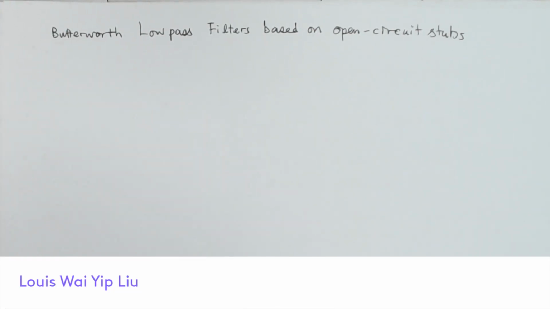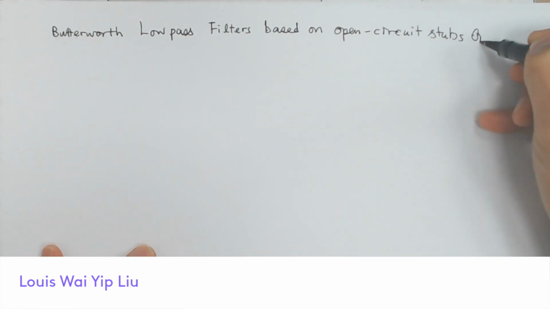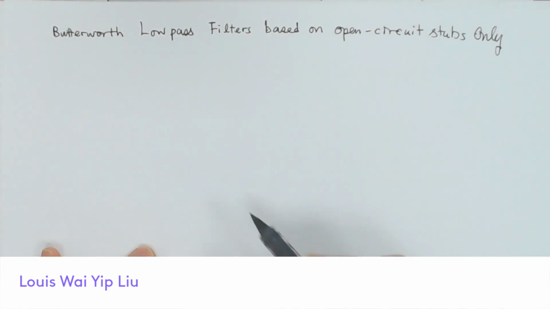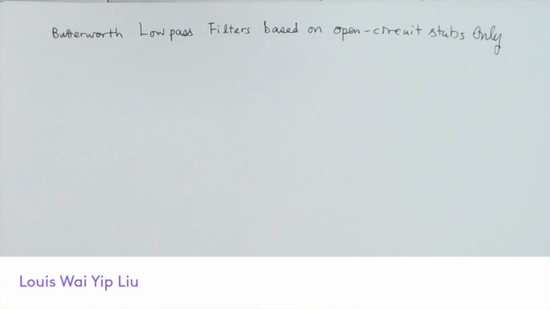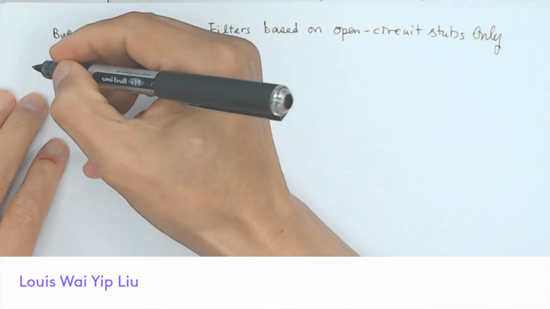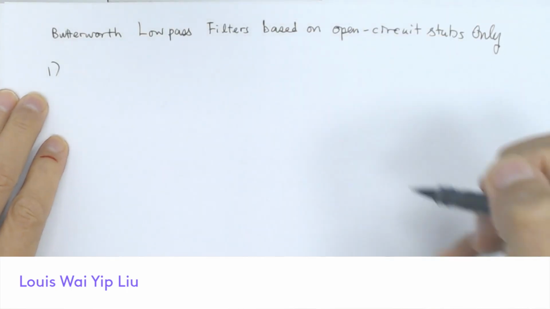Welcome to my channel. In this video, I'm going to show you how to implement a Butterworth lowpass filter based on open circuit stubs only. So to begin with, we need to determine the order of the filter.